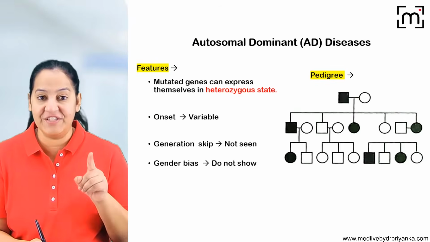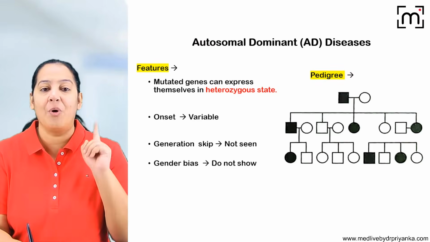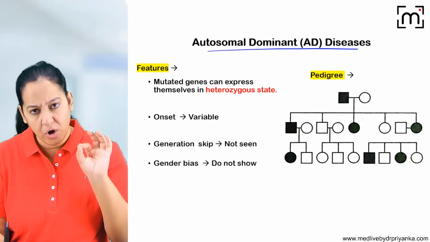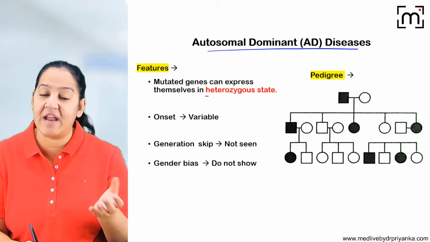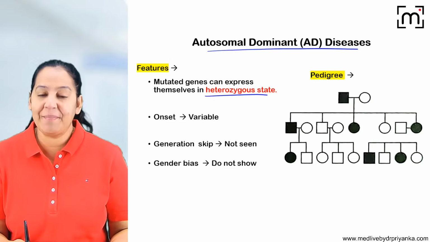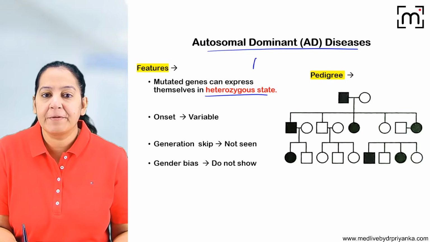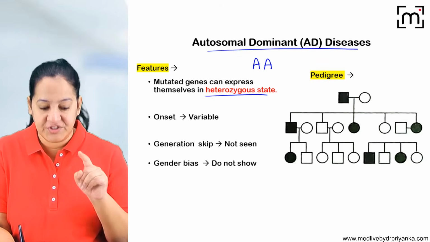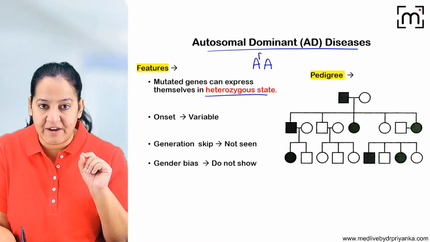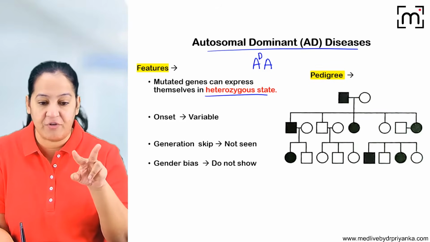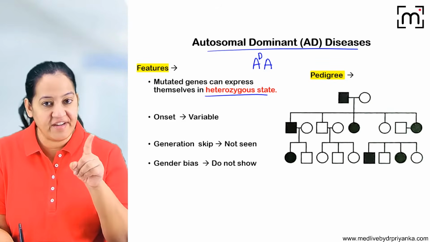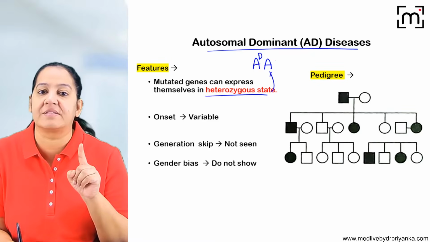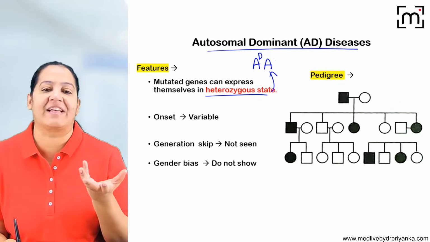So let's start with the features. You can see the features with the pedigree. All autosomal dominant diseases can present in heterozygous state also. What do you mean by heterozygous state? These are the 2 chromosomes. You can see a pair of chromosomes. One of the chromosomes is affected. One of the genes is affected. This is a pair of alleles. So one of the genes is affected, another is not affected. This is heterozygous state. So phenotypically the person will express.